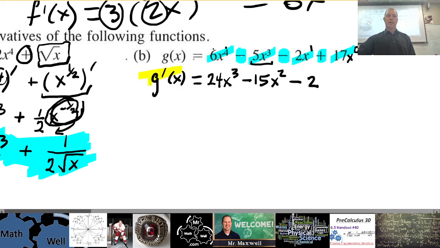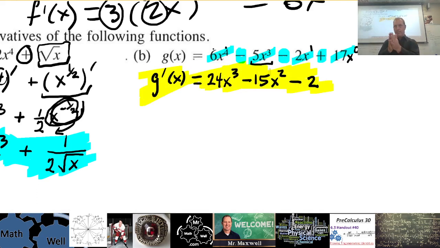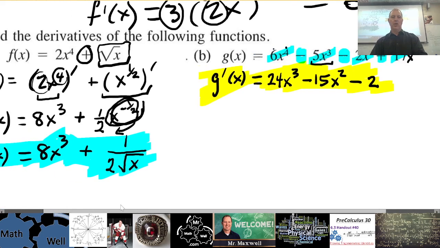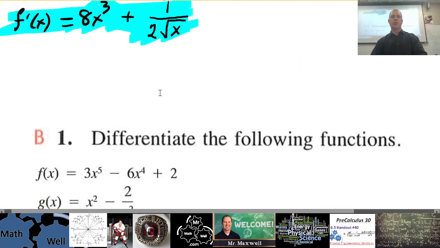I'll highlight that in yellow. Final answer. Okay? Questions on that? No questions on that? No? None? Going once, twice, 3 times? No? Okay. Good. You guys are so smart, that's why.